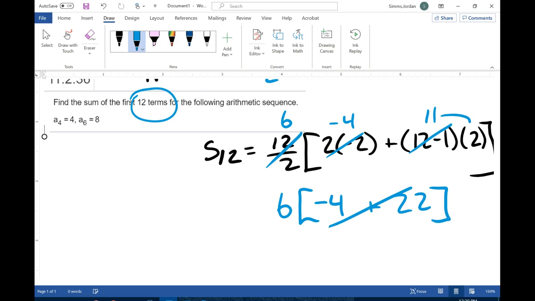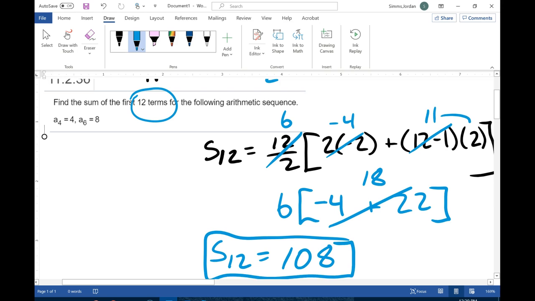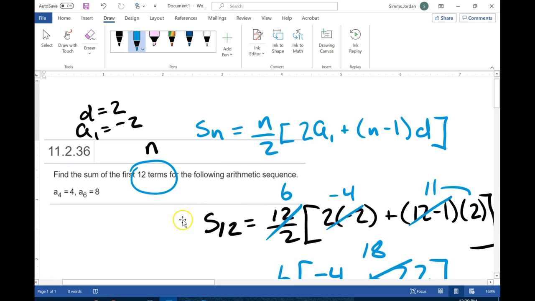That's going to simplify to be 18, and 6 times 18, I calculated that out just to save us time, comes out to 108. So if we took the first 12 terms of this sequence and added them up, the answer would be 108. So give that pattern thing a try.